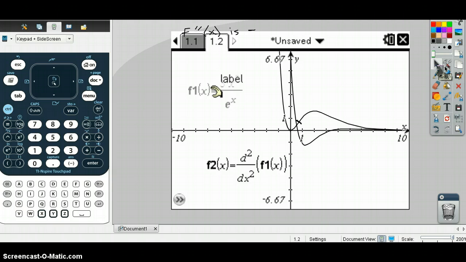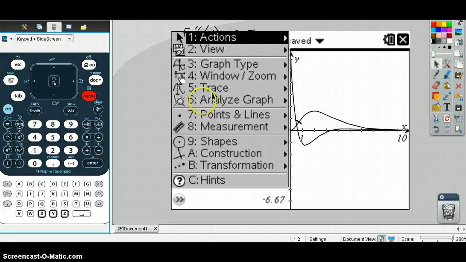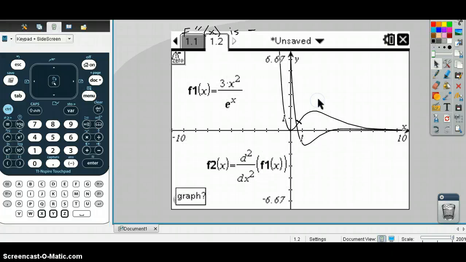So I'm going to go ahead and use the menu, analyze graph, zero. It's asking me what graph I want to do. I want my second graph, graph 2. I go to the left of the zero somewhere, click once, then spread it to the right, and I find the zero. It's at 0.58 approximately. And then I can do the same thing for the next zero.